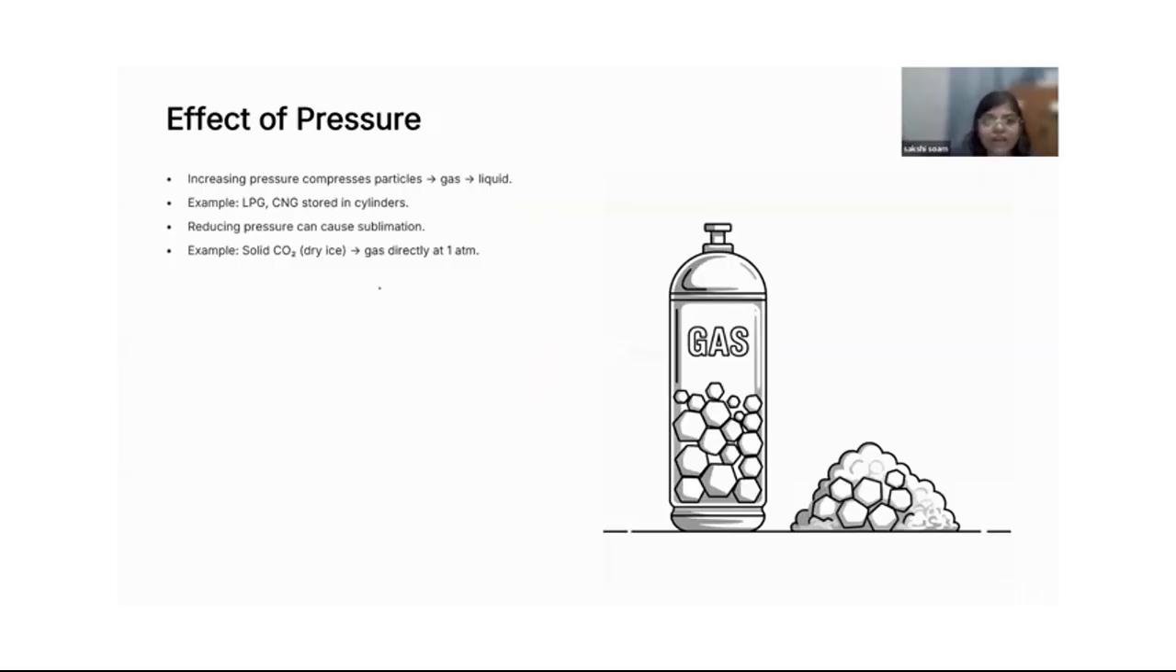Now, what is the effect of pressure? Increasing pressure compresses particles, like gas into liquid. We know that LPG or CNG is stored in cylinders. You must have seen those cylinders in which LPG and CNG is stored. So much gas is stored in a small LPG cylinder. How? Because gases are compressible. And if you reduce pressure further, it causes sublimation. An example is solid carbon dioxide converting into gas at 1 atmospheric pressure, right?